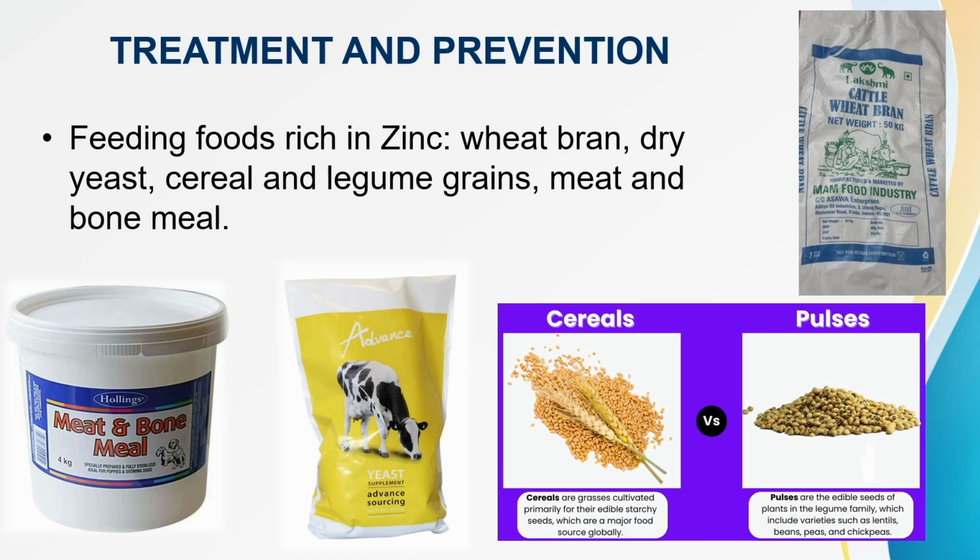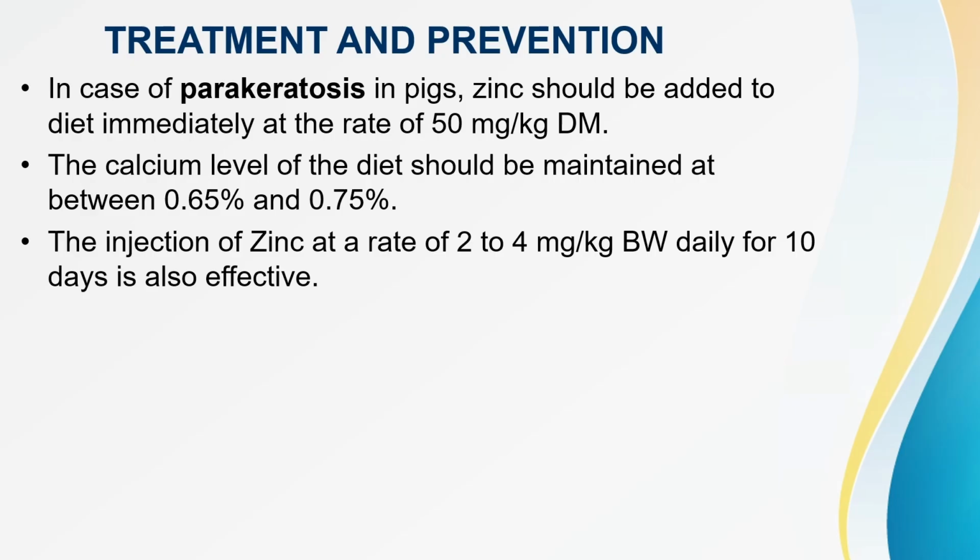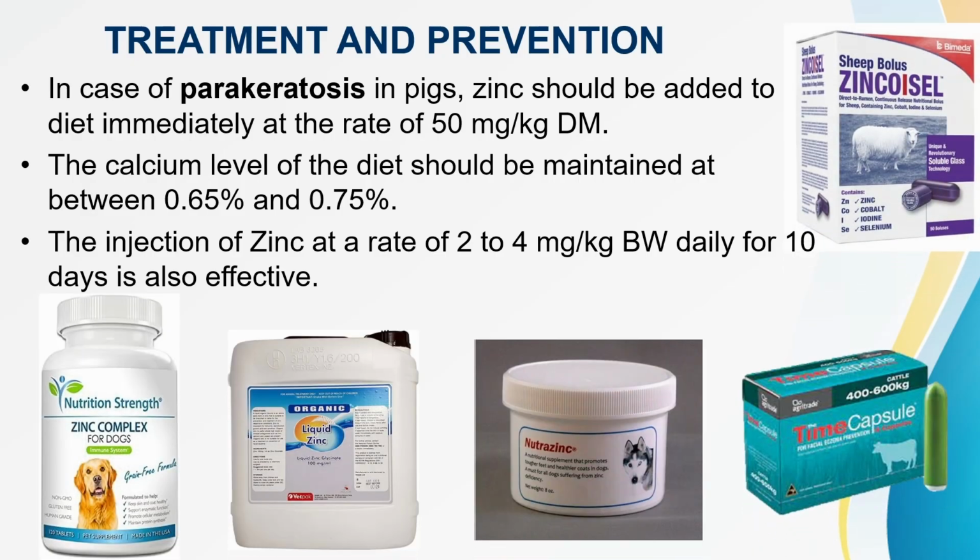Treatment and prevention include feeding foods rich in zinc: wheat bran, dry yeast, cereal and legume grains, meat and bone meal. In case of parakeratosis in pigs, zinc should be added to the diet immediately at the rate of 50 mg per kilogram dry mass, 200 mg of zinc sulfate or carbonate per kilogram of feed. The calcium level of the diet should be maintained at between 0.65% and 0.75%. The injection of zinc at a rate of 2 to 4 mg per kilogram body weight daily for 10 days is also effective.